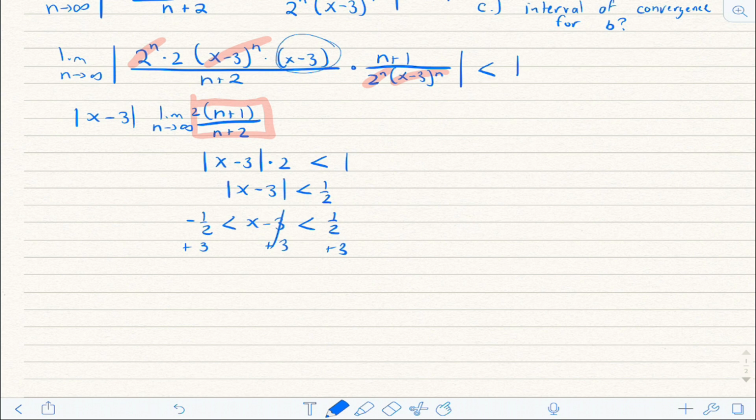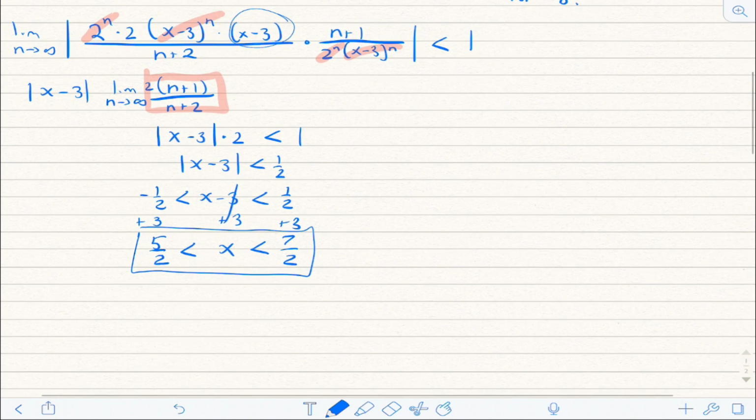Then we're going to add 3 to all three sides, or all sections. And we're going to be left with 5/2 is less than x, which is less than 7/2. So that is going to be my interval of convergence. But that does not necessarily mean that 5/2 and 7/2 could not also be values where it converges. So we do have to check the endpoints.